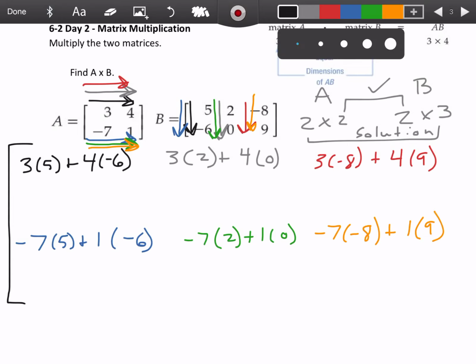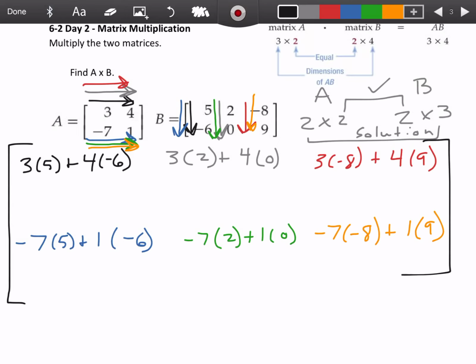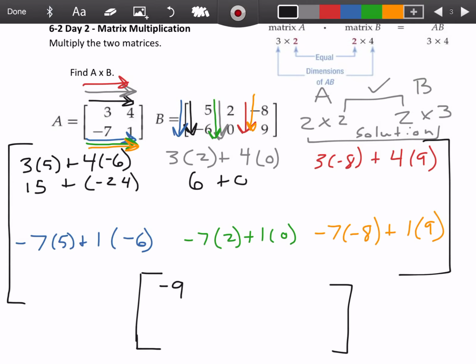Okay, so now we have to go back and clean things up. All right, so it's easier to just do this step by step. So this would be 15 plus a -24. So that would be a -9. And I'll put our solution matrix down here. This is going to be a 2 by 3. So this is going to be -9. This is 6 plus 0, so this would be a 6 in the middle, in the top row.